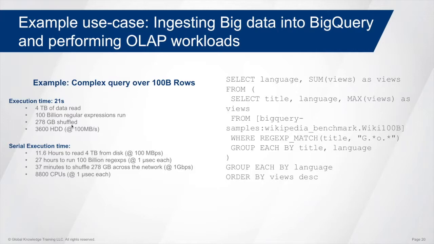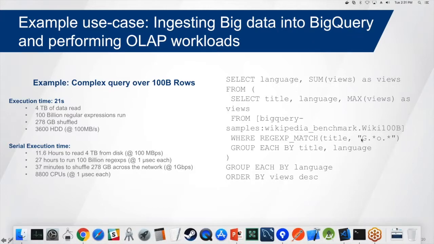So this is a data set with over 100 billion rows. That is every article written in every different language that's been written in Wikipedia. And this query on the right-hand side is running against that huge data set of hundreds of billions of rows. It's running a regular expression to look for all titles in that data set that match the regular expression, essentially matching that the title of the Wikipedia article starts with a capital G, has some number of characters, an O in the middle, and then some number of characters.